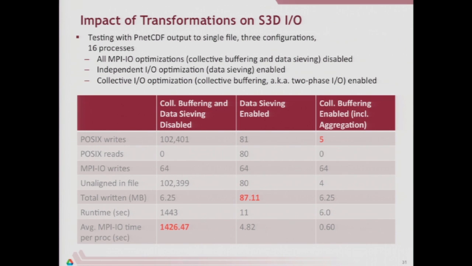And this first column, I'm using the term collective buffering. It's the same thing as two-phase. So this first column, we turned off the optimizations. We said, let's just let this code write without any of those I/O transformations that we just described. And because of all those little subarrays, it ends up writing 102,000 times to the storage system. They're described with 64 MPIO writes, because MPIO has this ability to describe strided accesses. But it gets translated into 102,000 POSIX writes.